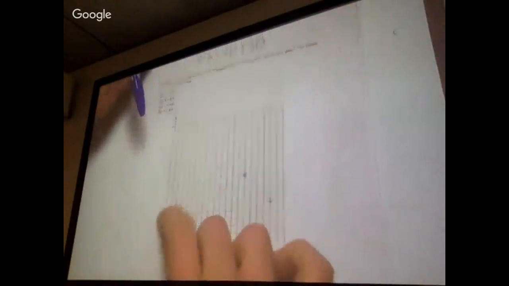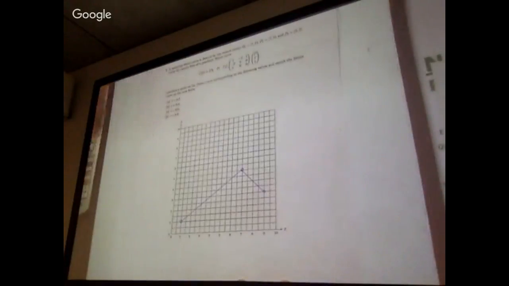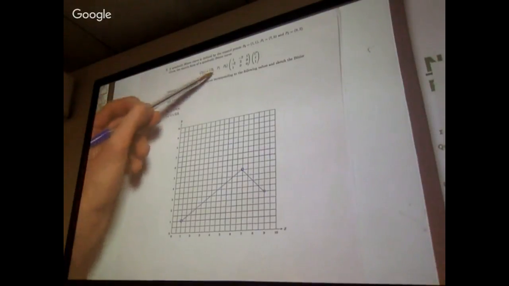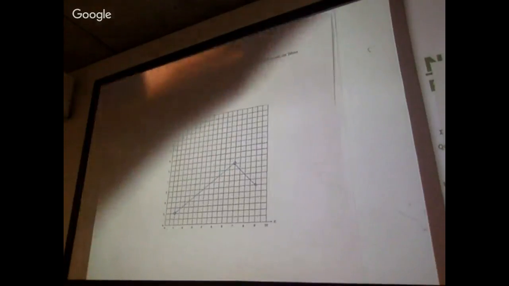So the first thing I've asked you to do is, I'm going to have to zoom out a bit to get it all on. I'm going to turn off autofocus. Right, first thing I want you to do is when t is equal to 0.2, I want to calculate all of this.